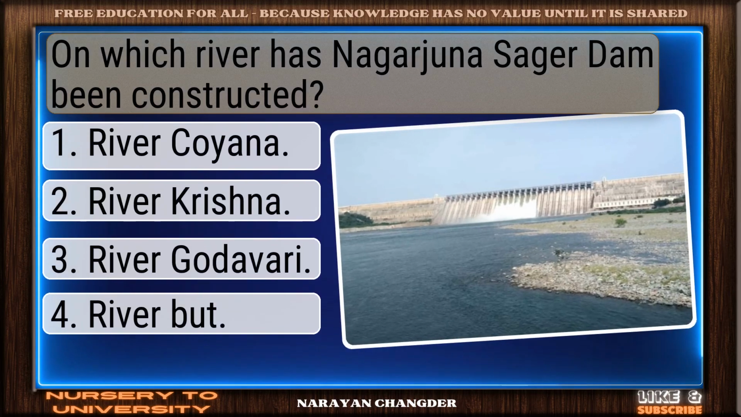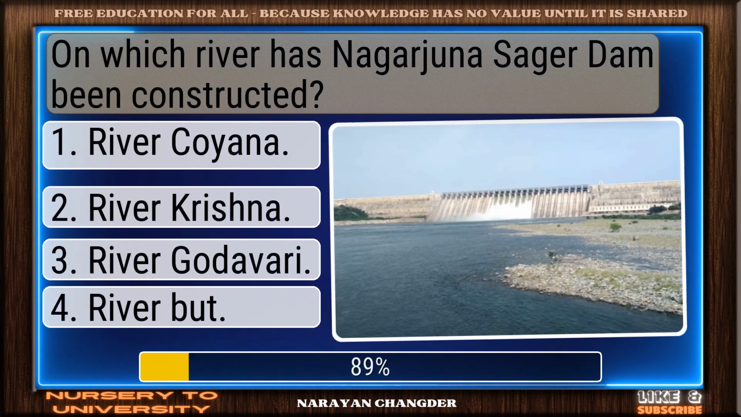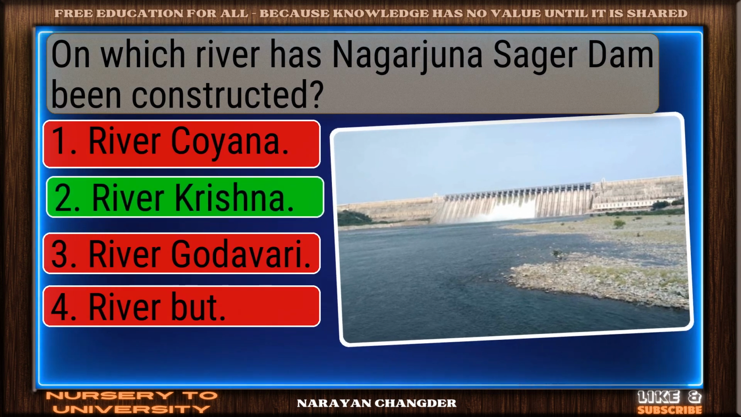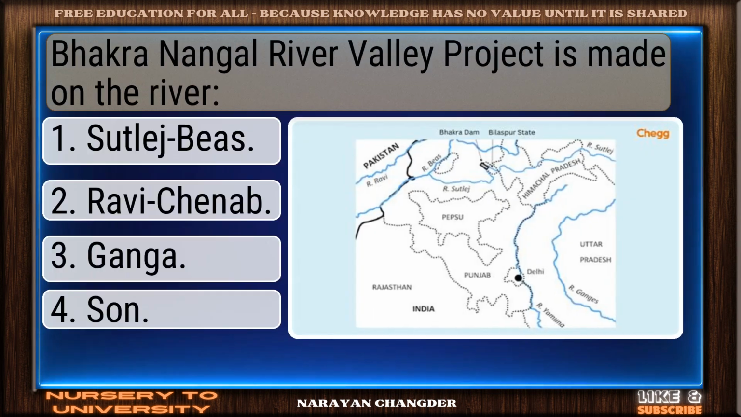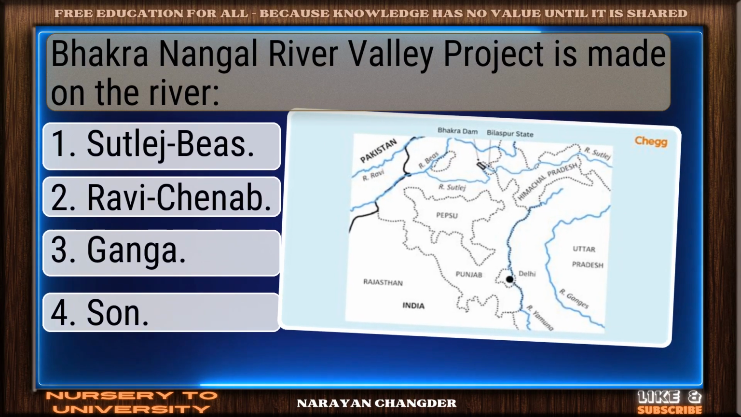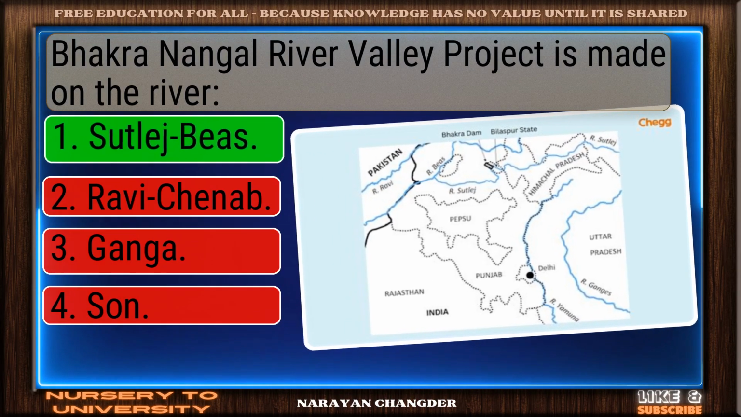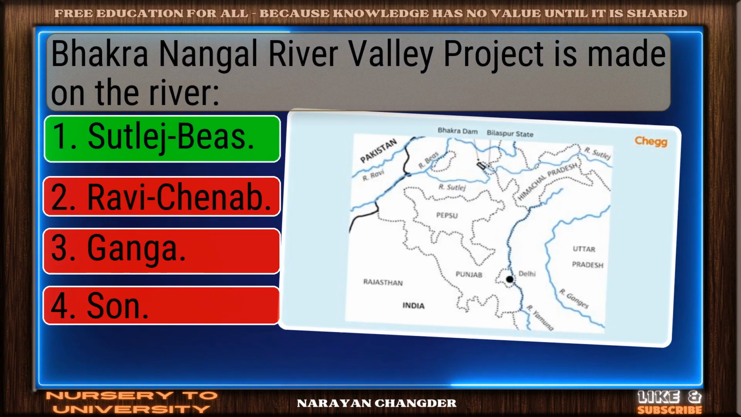On which river has Nagarjuna Sagar Dam been constructed? Great thinking. River Krishna is right. Bokranangal River Valley project is made on the river. Sharp thinking. Sutlej Beas is right.